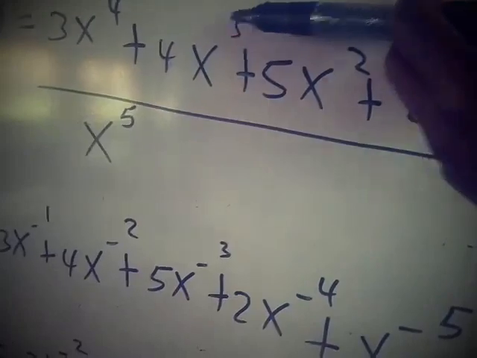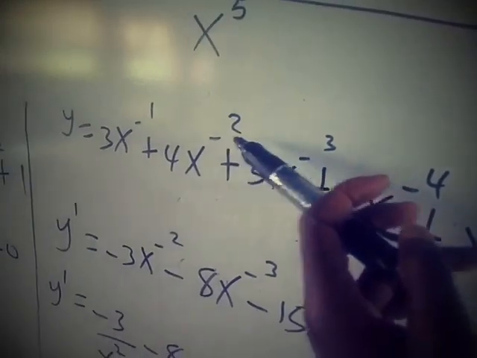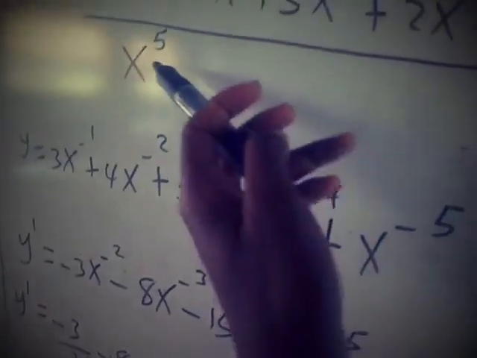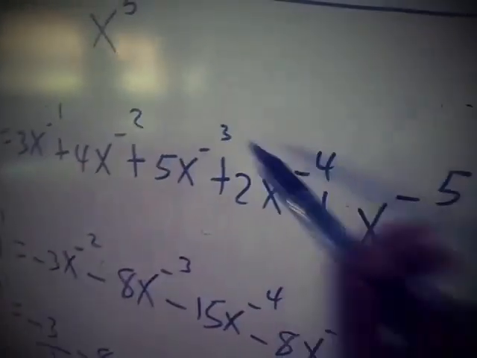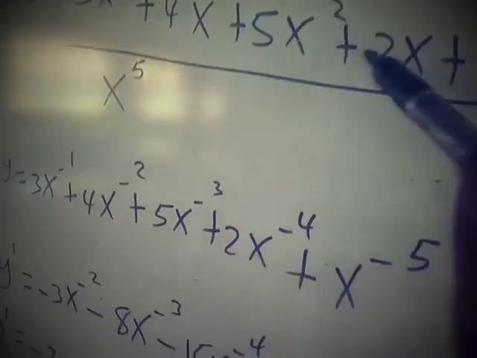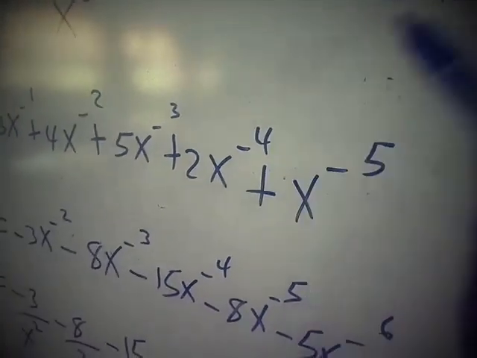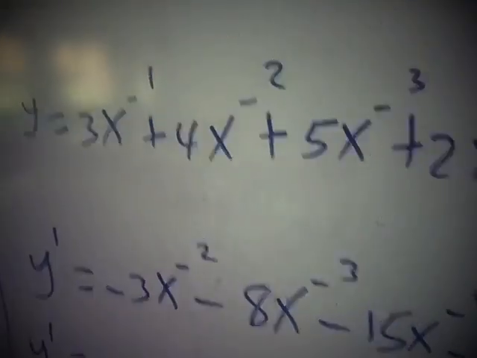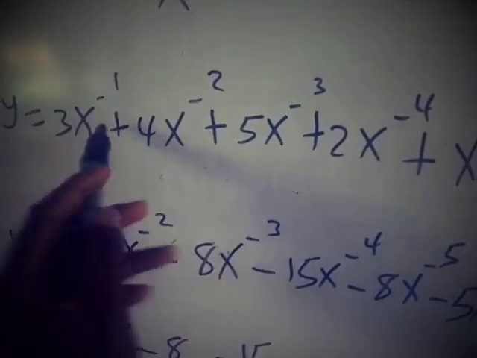The second one, it is 3x power 3 divided by x power 5. It is 3 minus 5 to give you 2. The third one, it is 5x power 2 divided by x power 5. So it is 2 minus 5, which is negative 3. The other one, it is 2x. So it is x power 1 divided by x power 5, which is power 1 minus 5, which is negative 4. The other one, it is simply x power negative 5. So once you have divided it with the denominator, the next thing that you do is you differentiate term-wise.